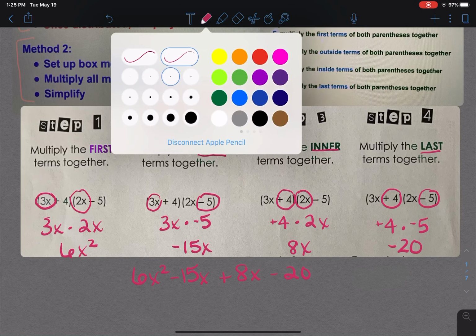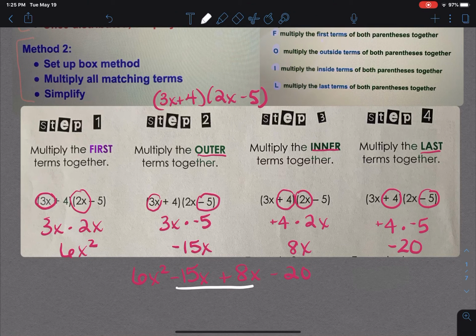Now the only one that has anything alike would be this, because they both have x terms. So negative 15x plus 8x is going to be negative 7x. I'm going to bring down the minus 20 and the 6x squared that's at the beginning.